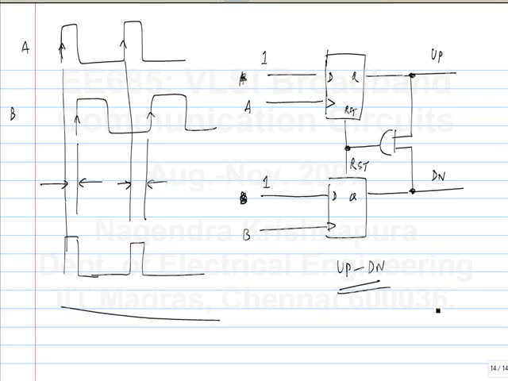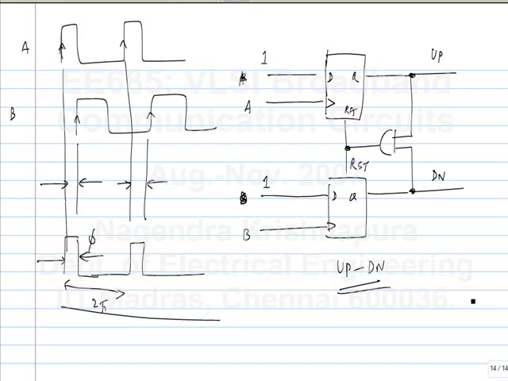What is the value of up minus down? Average value of up minus down? Pi by 2 pi. Yeah. So this is the phase difference, and this pulse appears once in every cycle, which is 2 pi.